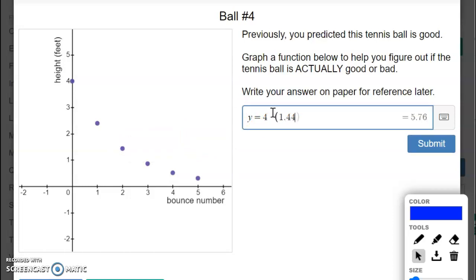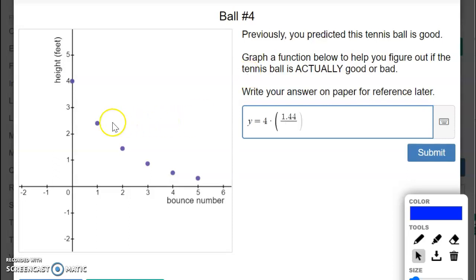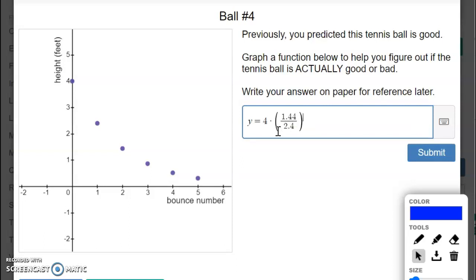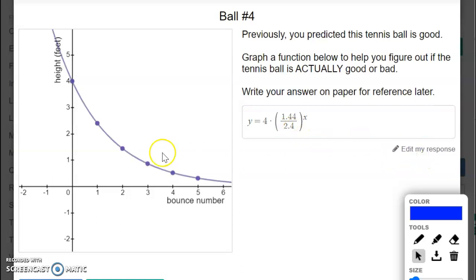1.44 divided by 2.4 because that was the previous value. Okay, and raise that to the power of x. And if I submit it, it's going to draw for me. Okay, that looks like that represents this equation very well. It's an exponential function, and I got this value and divided by the previous value.